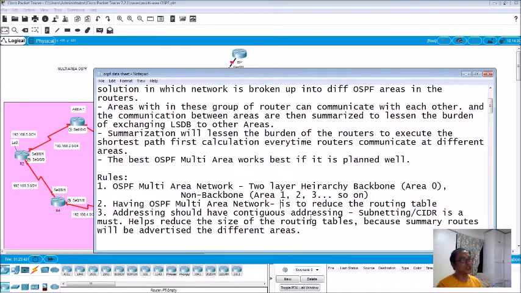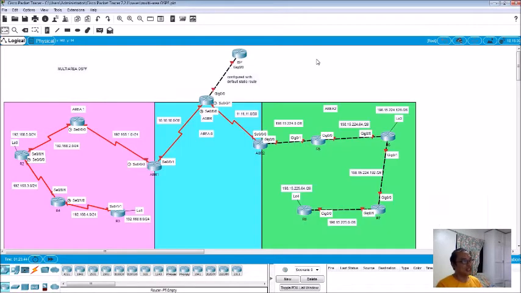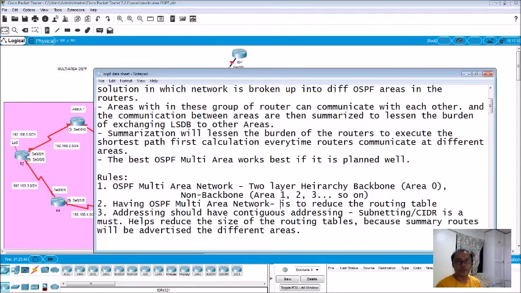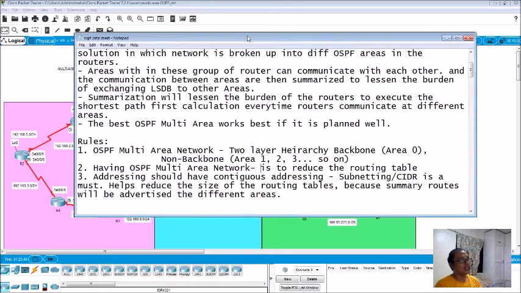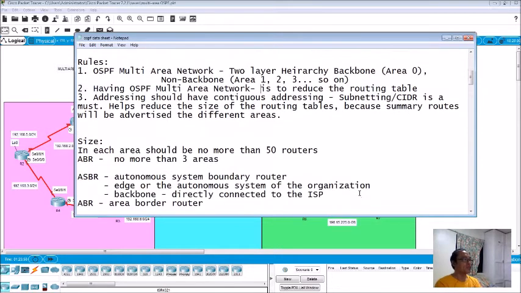Addressing should be contiguous. Masing to nga when you plan out your network, contiguous ng imong addressing. Maging contiguous, sunod-sunod na. Kaya para makita na ninyo later when we are going to compute for the summary. Subnetting on CIDR is a must, no? It helps reduce the size of the routing table because summary routes will be advertised into different areas. So naatay mga formula later in order for us to compute for summary routes. Okay? So take note lang.